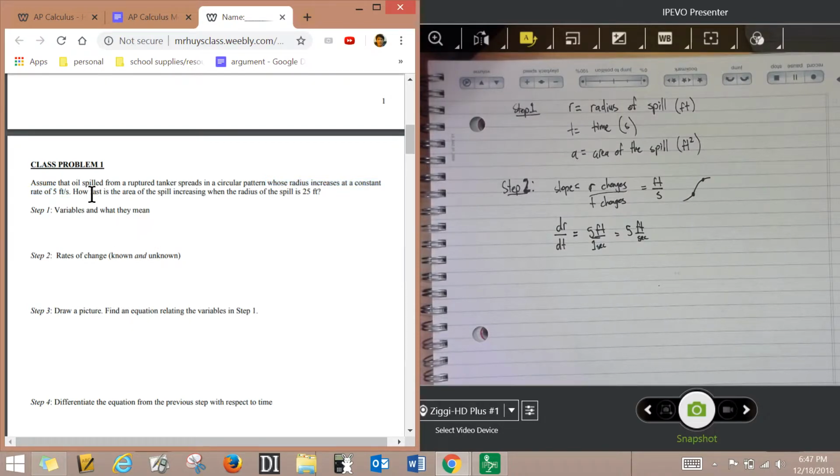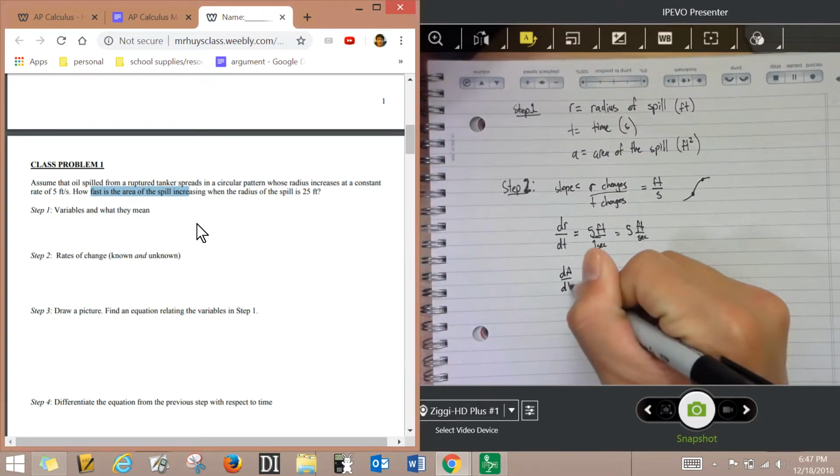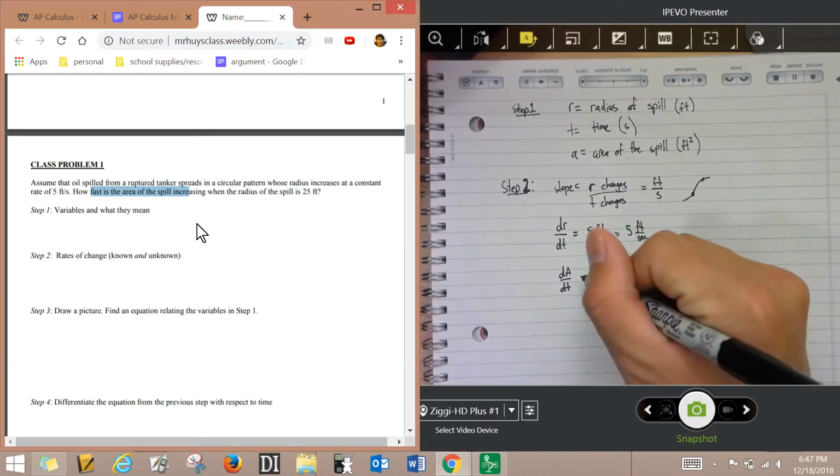Well, let's see. How fast is the area increasing when the radius of the spill is 25 feet? Okay, well, I think I missed something here, but look, how fast is the area increasing? So we're talking about the rate at which the area is increasing. So we're not just talking about dr over dt. We're also talking about how the area is increasing or decreasing with respect to time, right? So that's sort of what we're solving for.